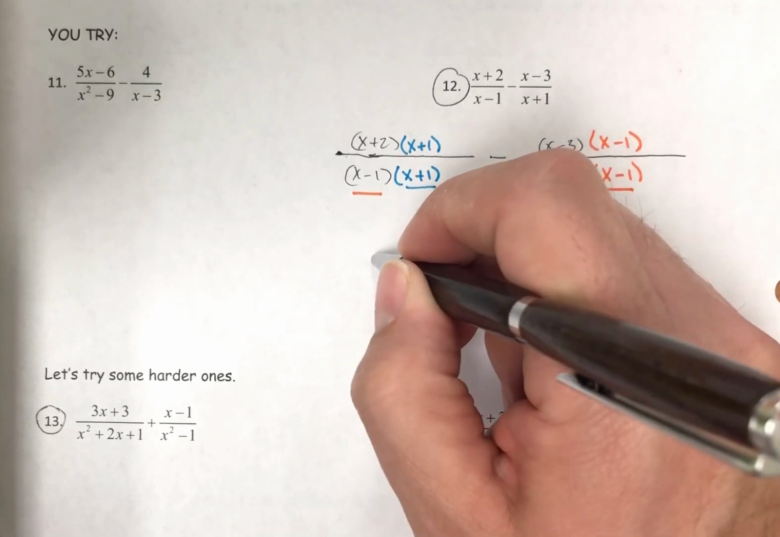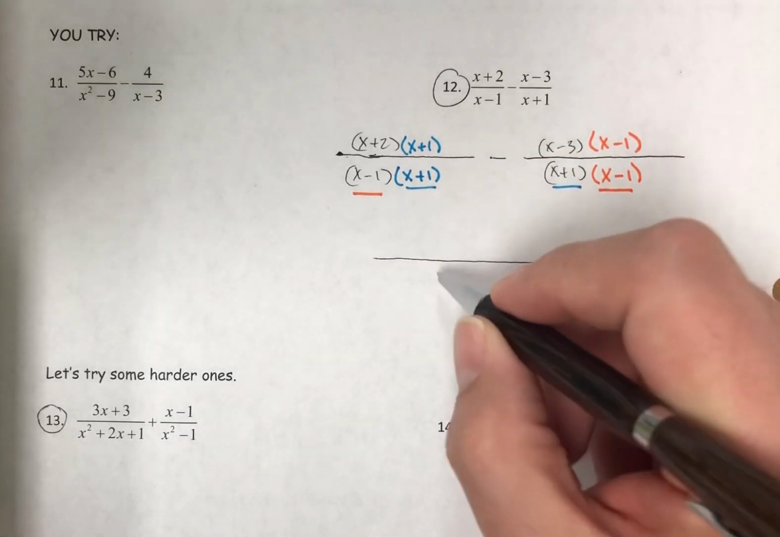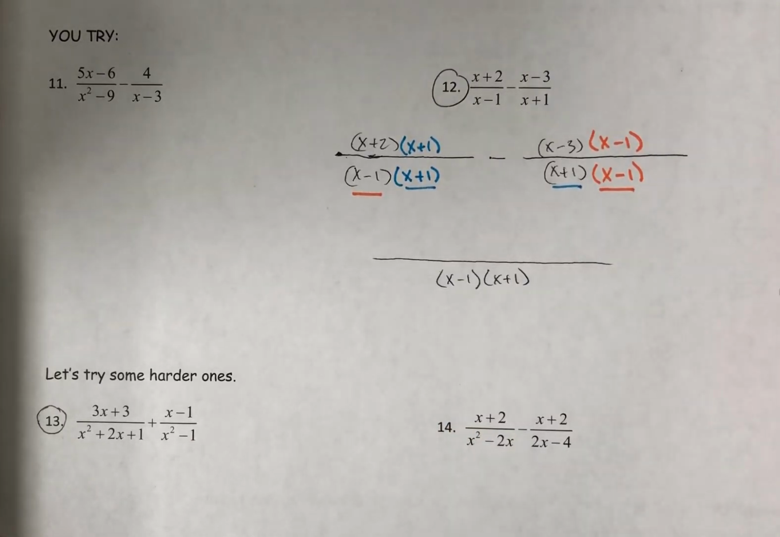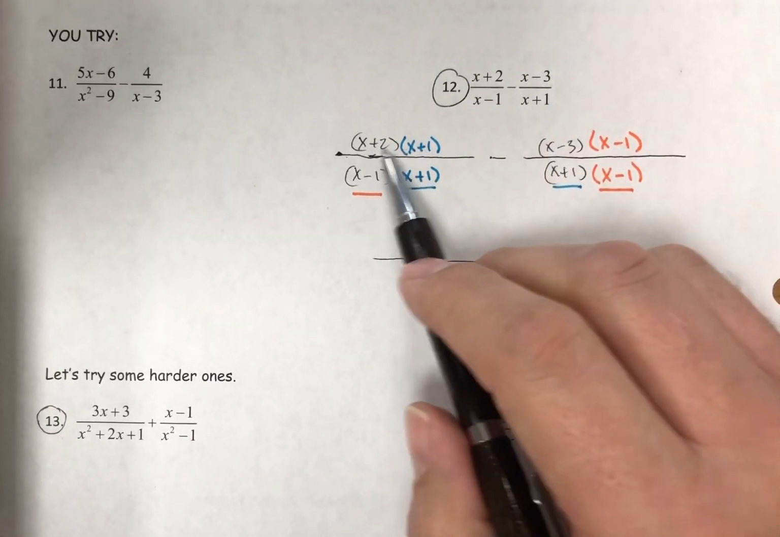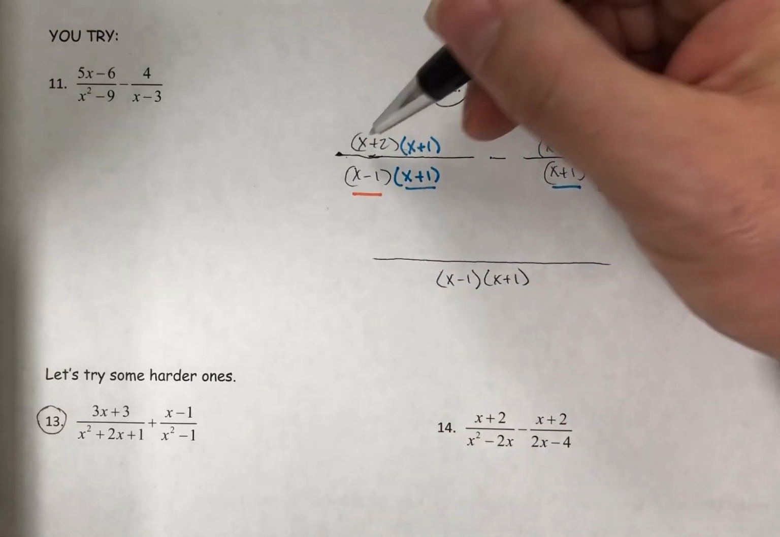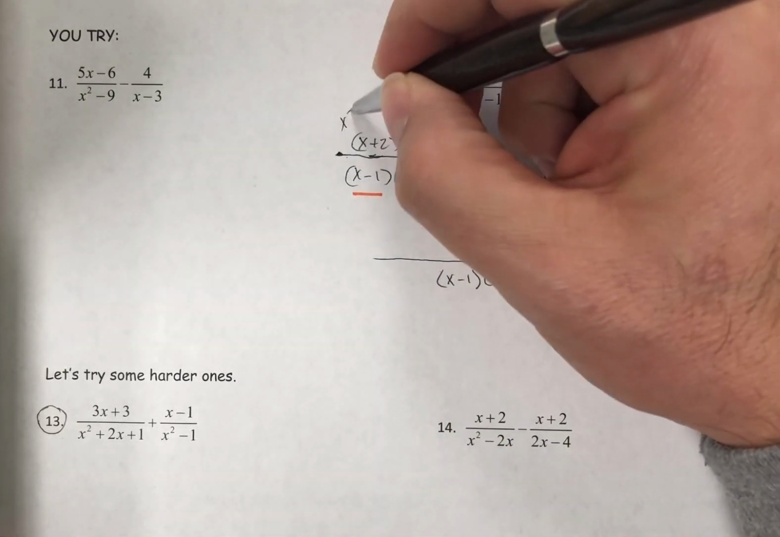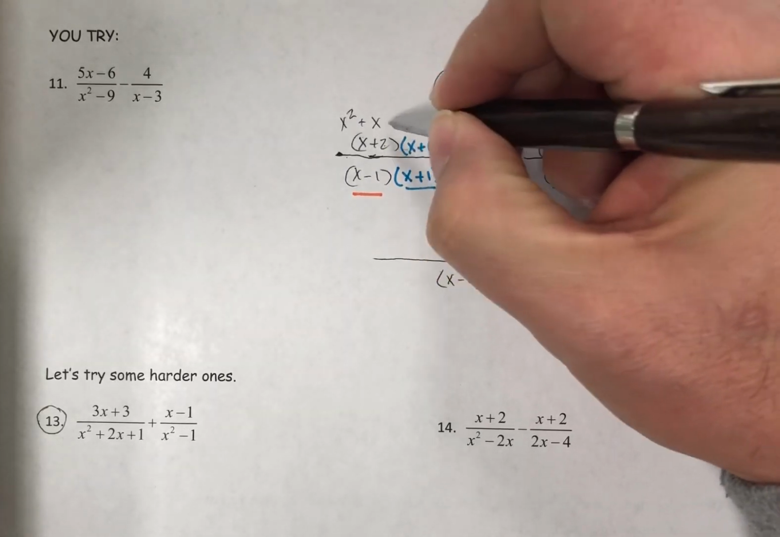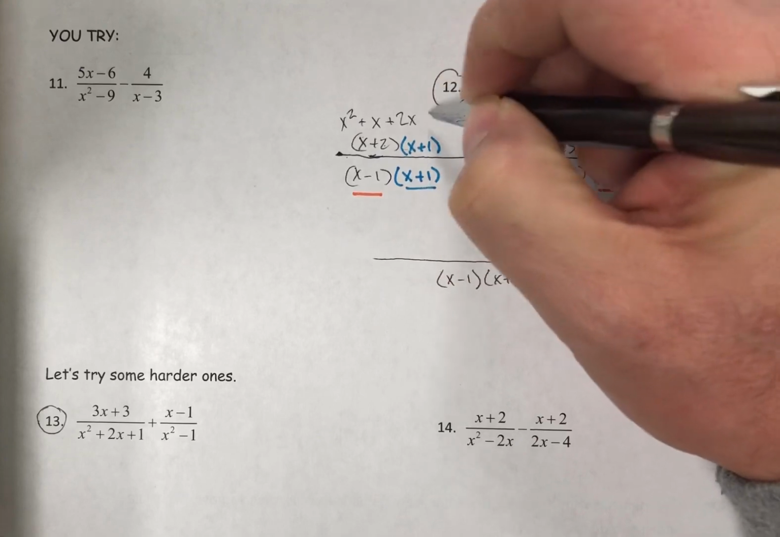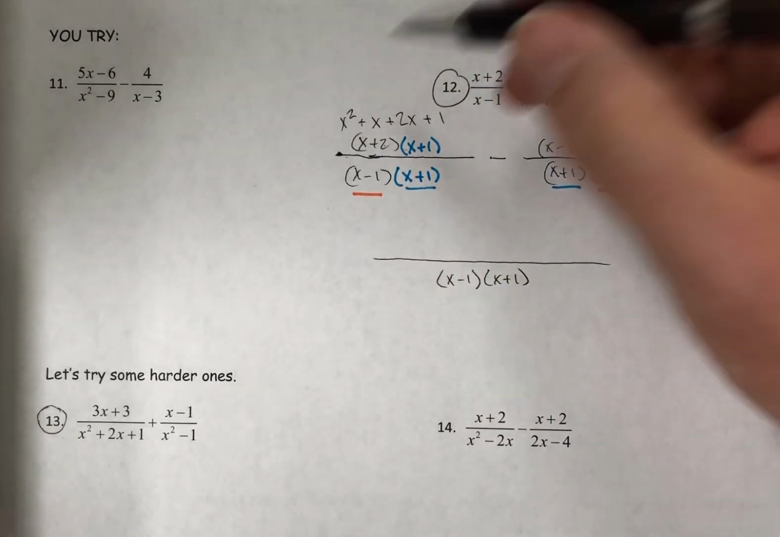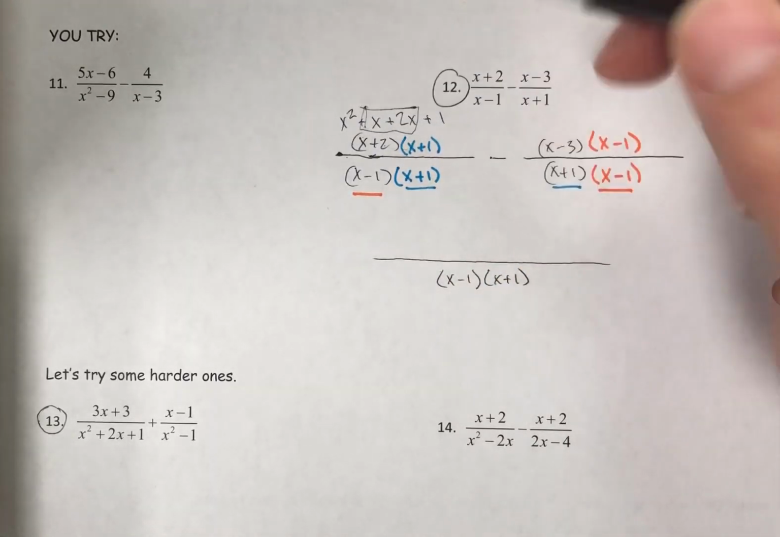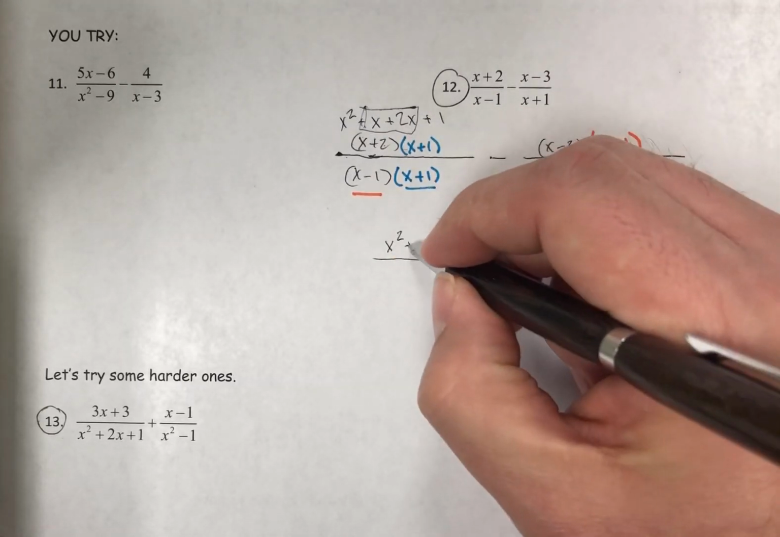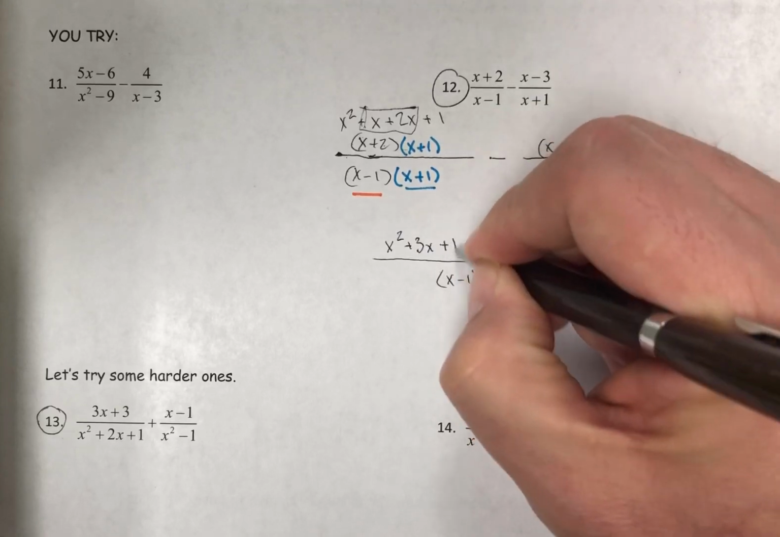So this step I write as one fraction with my common denominator, and then I go ahead and I start FOILing this out. I have x times x gives me x squared, x times 1 gives me 1x, 2 times x is 2x, 2 times 1 is a positive 1. Okay, I go ahead and combine these like terms, so this will simplify to x squared plus 3x plus 1.